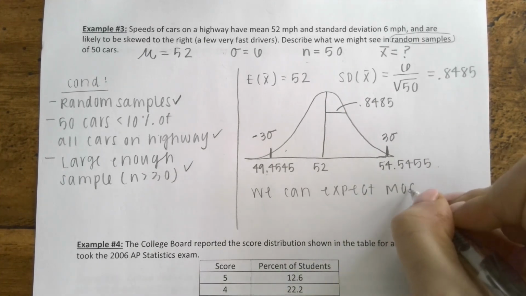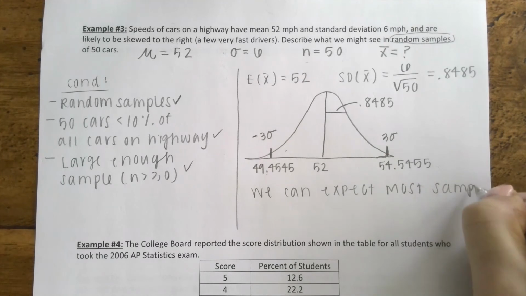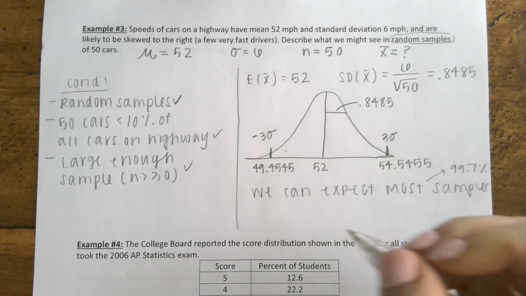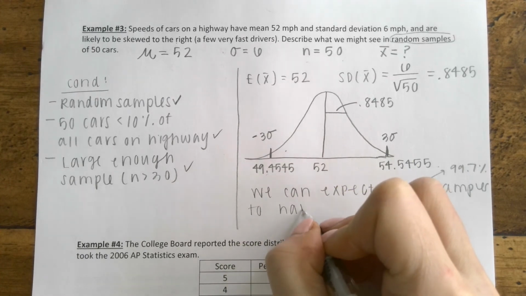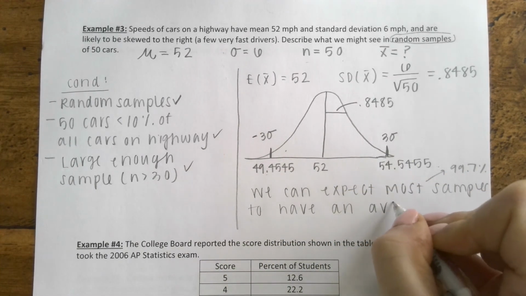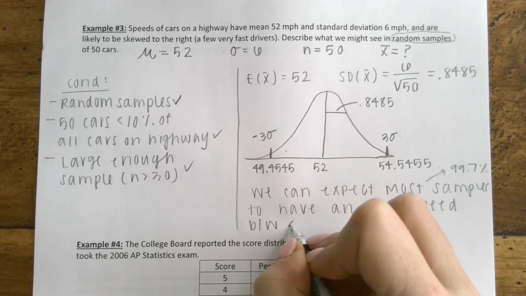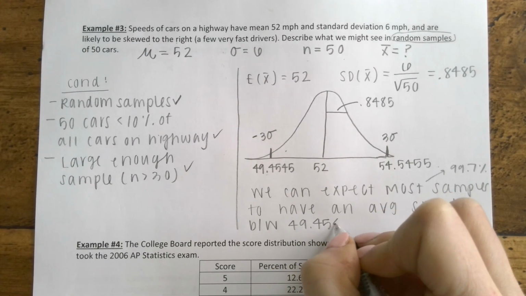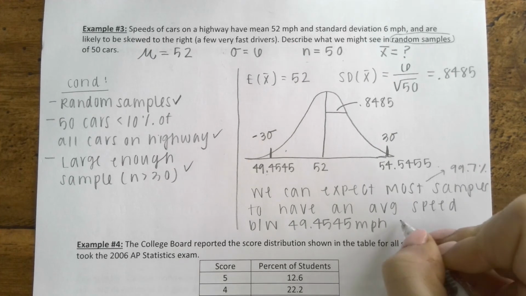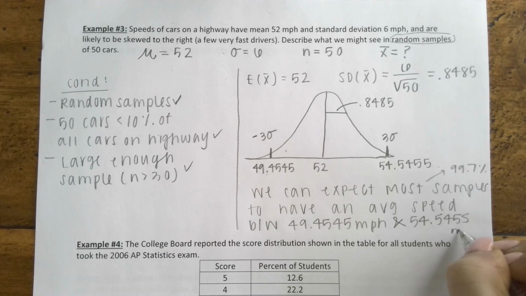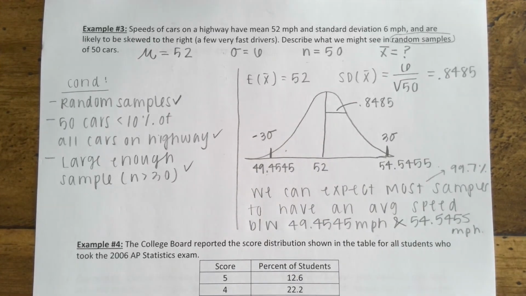You could say most samples, where most really means 99.7%. So we can expect most samples, or we can expect 99.7% of samples, to have an average speed between 49.4545 miles per hour and 54.5455 miles per hour. This is what we are expecting to see in most of our samples.